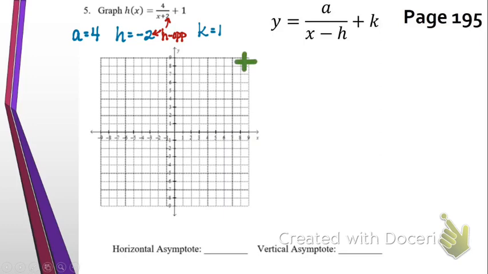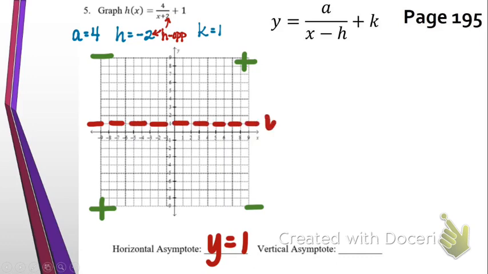Label my pluses and my minuses. What is the horizontal, the back and forth asymptote? I need the whole equation. Y equals 1. When I ask for that on homework or test, I do need the whole equation, because if all you tell me is 1, I don't know if it's the back and forth or the up and down one. So I need the y part to tell me that it's the back and forth, that it's going to go through the y-axis, and I need the 1 to tell me where.